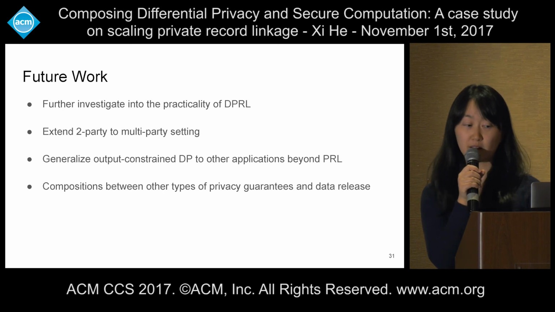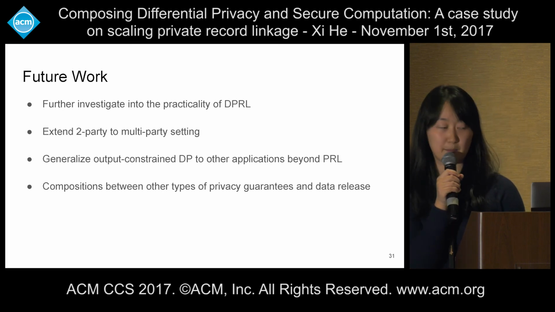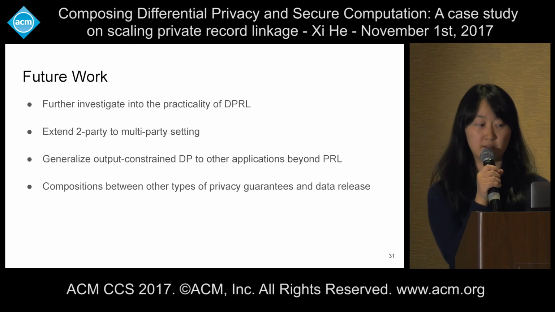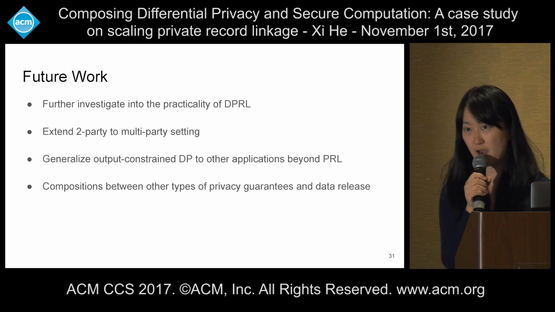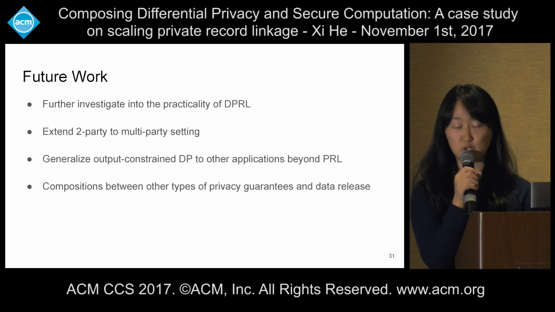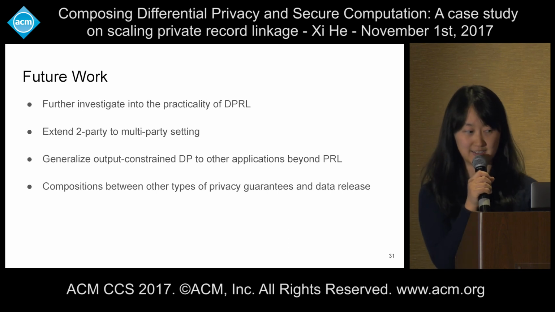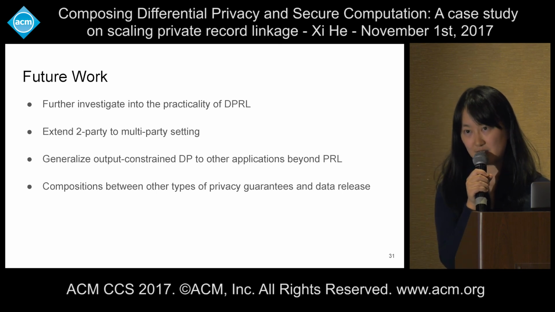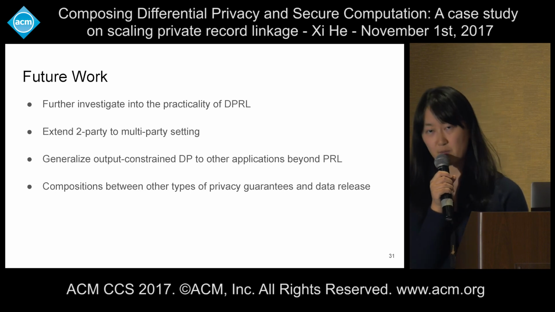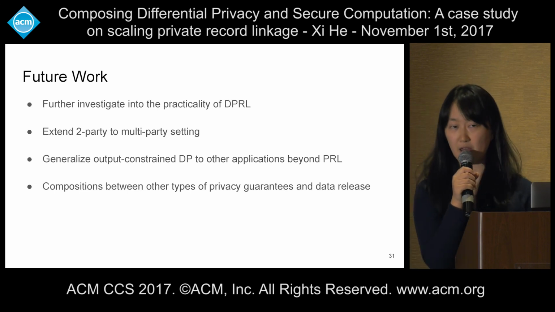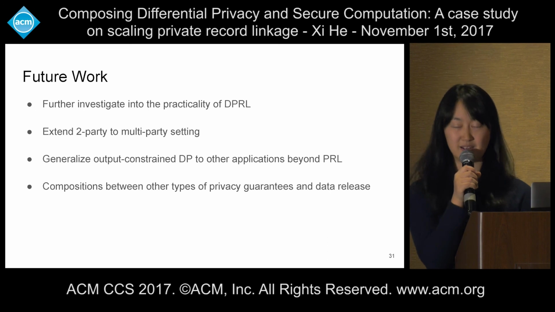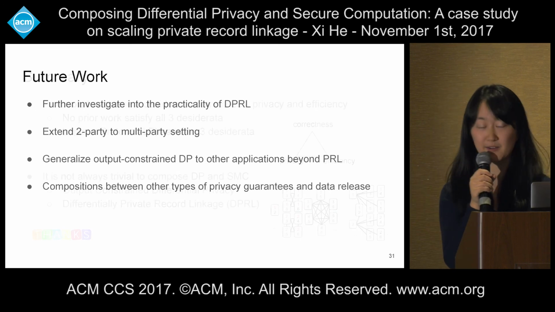So in this work, we explore PRL as the application for this general privacy notion, output constraint differential privacy. It'll be really interesting to see if there are any other applications. Last but not least, this is one way to compose different privacy guarantees, right? How about other compositions? It remains an interesting direction to explore.